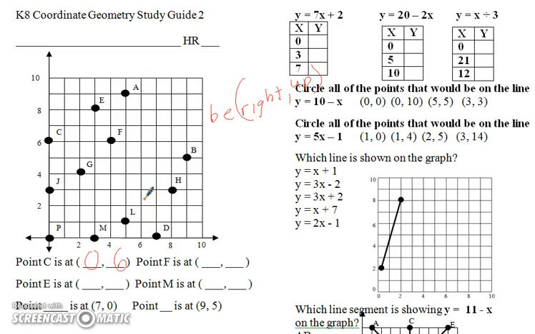It's the y. Point F, so I went 4 to the right and then up 6, 4, 6. E, 3 to the right and up 8. Point M, 3 to the right, up 0. Point blank is at 7, 0, so that would be 7 to the right and up 0. That's point D. And point blank is at 9, 5, so 9 to the right, up 5. That would be B.